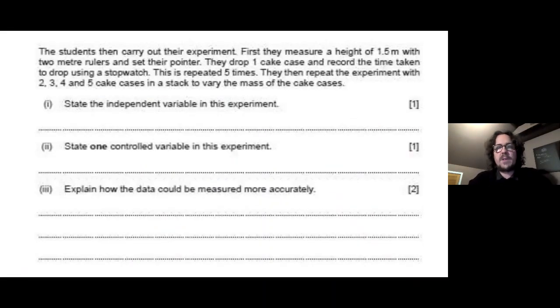What's the independent variable in the experiment? I wonder if you can remember that. The independent variable in this experiment was the number of cake cases.